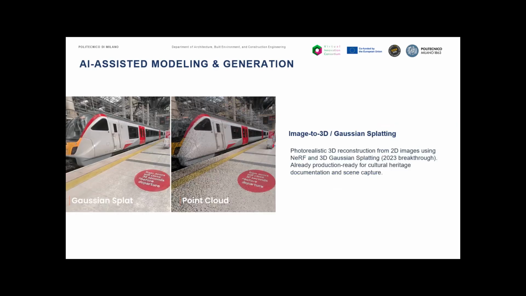Then Gaussian splatting. Here you can see a comparison between point clouds and Gaussian splat. The Gaussian splat result is nearly photographic. Instead, the classical point cloud is just digital. So for cultural heritage documentation, making physical artifacts accessible through immersive experience, this quality gap really matters.